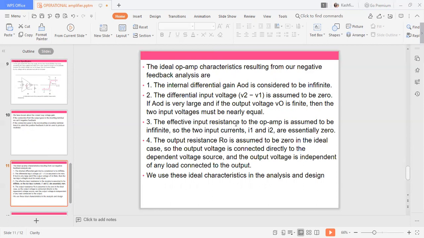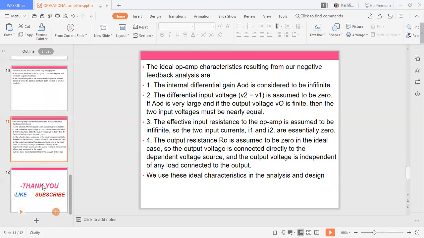The effective input resistance of the op-amp is assumed to be infinite, so the two input currents I1 and I2 are essentially zero. The output resistance RO is assumed to be zero in the ideal case, so the output voltage is connected directly to the dependent voltage source and the output voltage is independent of any load connected to the output. We use these ideal characteristics in the analysis and design.